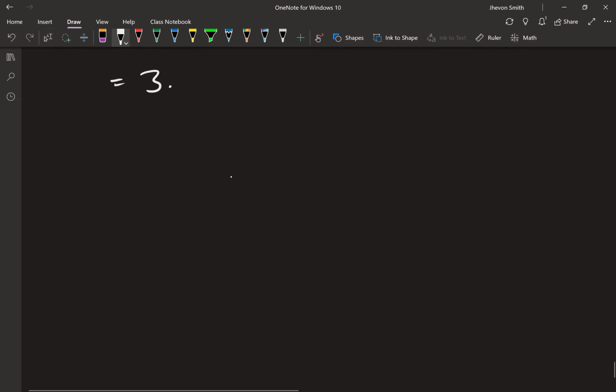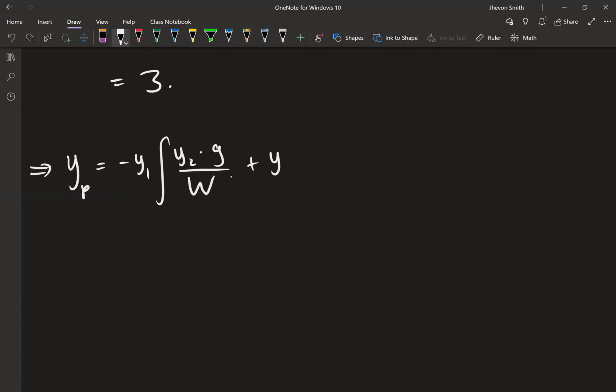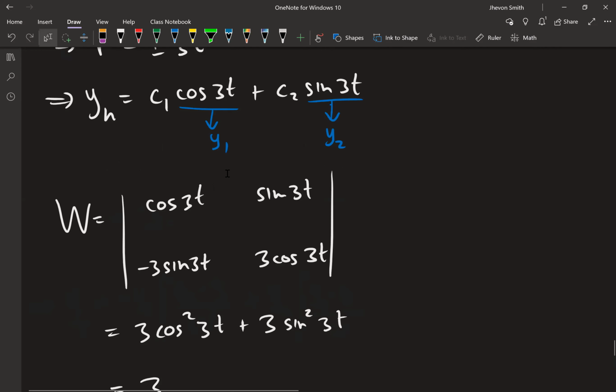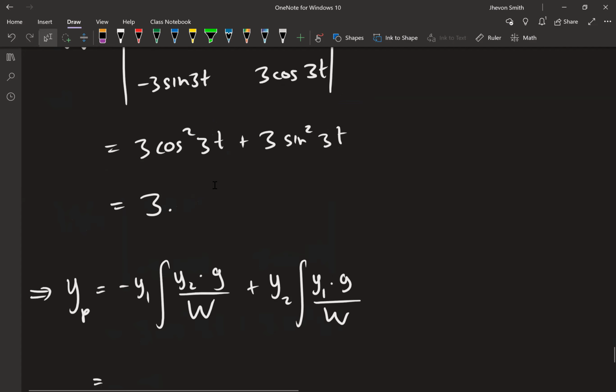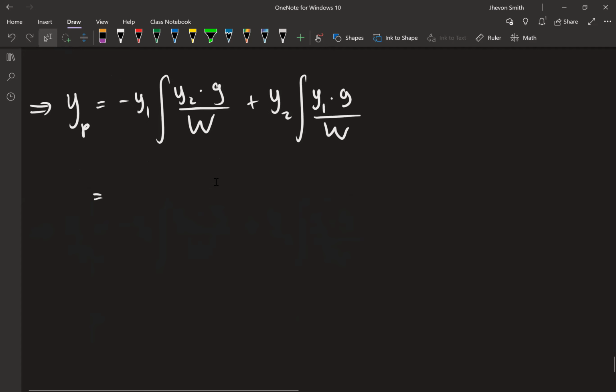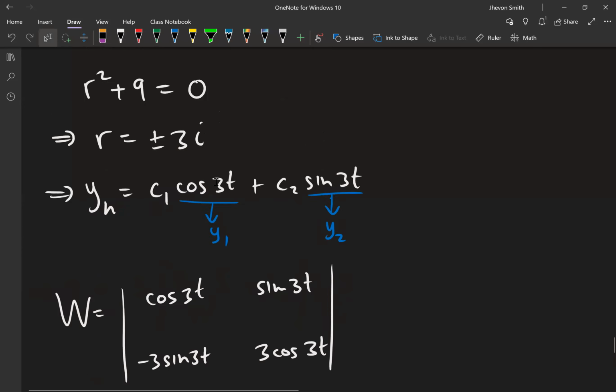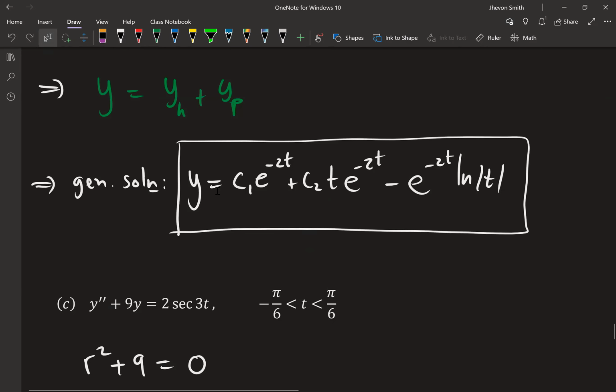Now you're going to have to plug into that formula. So I'm going to have my yp is going to be equal to minus y1 integral of y2 times g. Even if you just directly start plugging stuff in, there is still a potential for errors to happen. So even me, I like just writing down the formula really quickly before I start actually plugging these guys in. So my y1 and y2 are cosine 3t and sine 3t respectively. And my g, what was my g? 2 secant 3t.